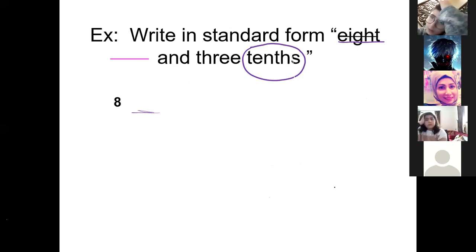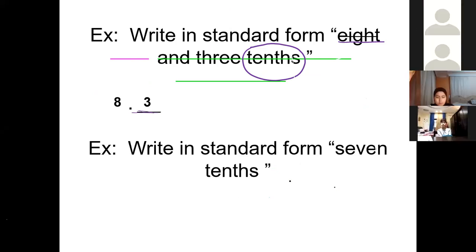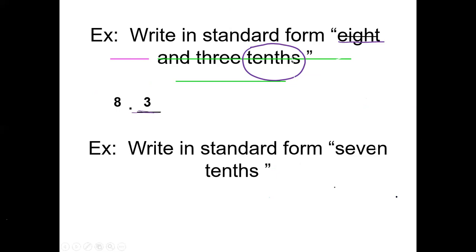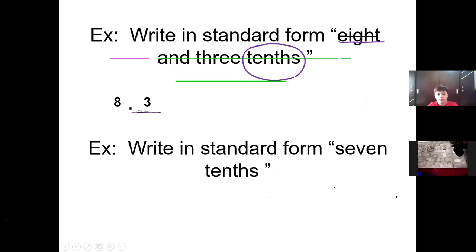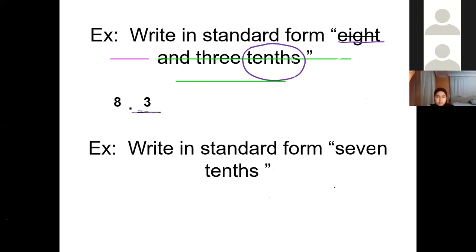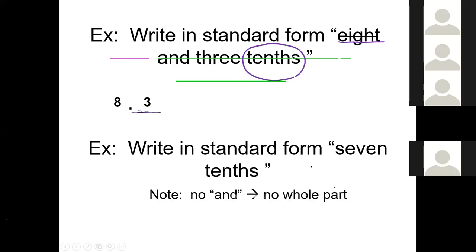Exactly. Okay, Hassan Hourani, how do we write 7/10? 0.7. Excellent. So no and means no whole part. The tenth means we have just 1 digit in the decimal part, it's 7. So 0.7. Clear?